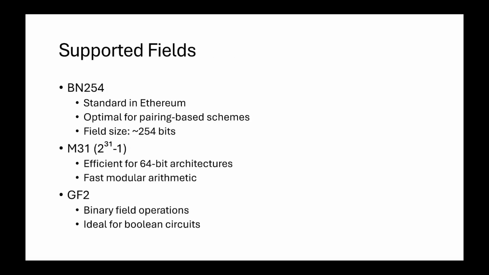Currently, ECC supports 3 fields: BN254, M31 and GF2. They have different features. The BN254 is standard in Ethereum, and it's optimal for pairing-based schemes. M31 is a Mersenne prime and is efficient for our common computers. And GF2 is a binary field, so it's ideal for Boolean circuits.